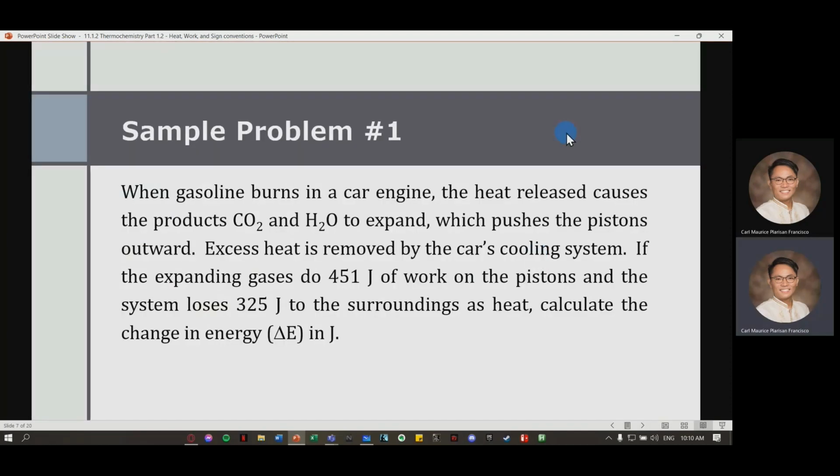Now let's have a sample problem. When gasoline burns in a car engine, the heat released causes the products carbon dioxide and water to expand, which pushes the pistons outward. Excess heat is removed by the car's cooling system. If the expanding gases do 451 joules of work on the pistons and the system loses 325 joules to the surroundings as heat, calculate the change in energy or the internal energy characterized by change in E in joules.